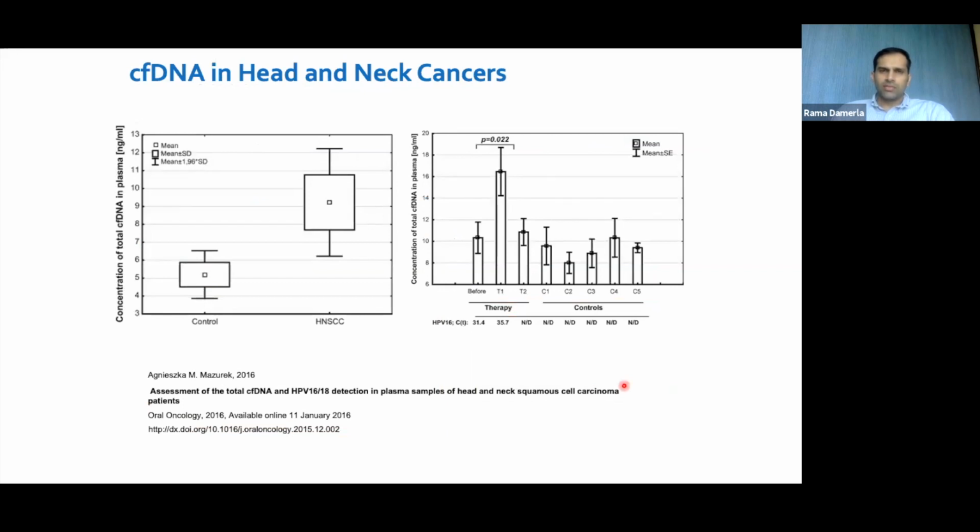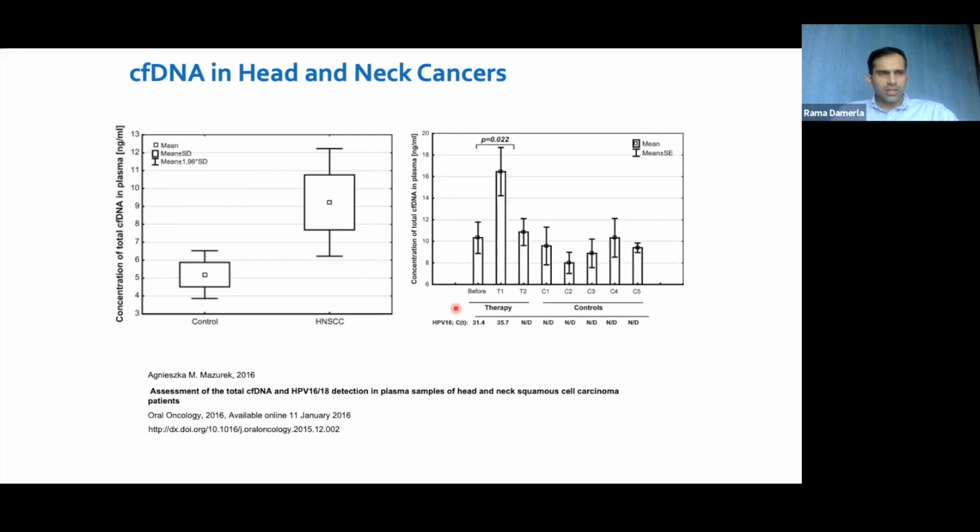These are also some previous data from other publications where they have found that the concentration of total cell-free DNA in the plasma is pretty high in these cancers. These are head and neck squamous cell carcinomas that are also infected with HPV, mostly in the West. Not so much in India, or studies are not done in India to look at HPV prevalence in head and neck cancer. Here in this graph, you can see the concentration of cell-free DNA on the y-axis, and then you can see the patient.